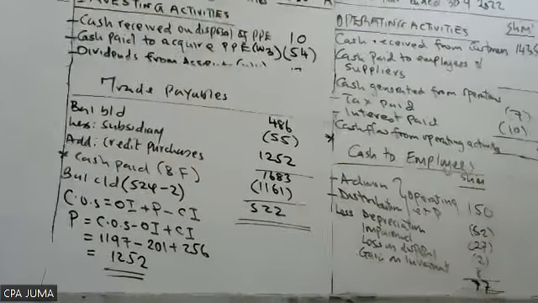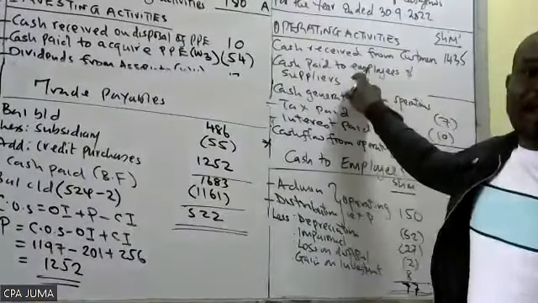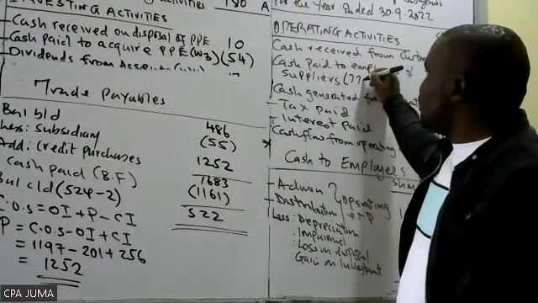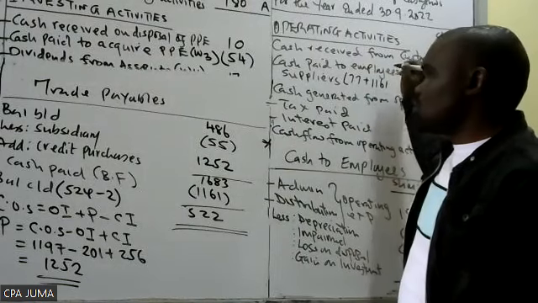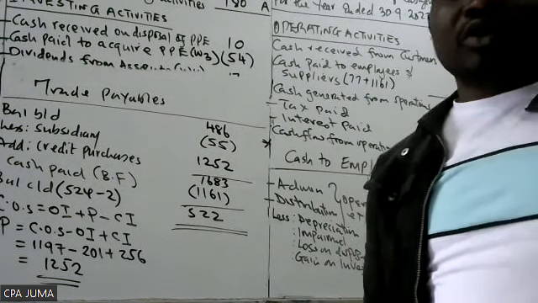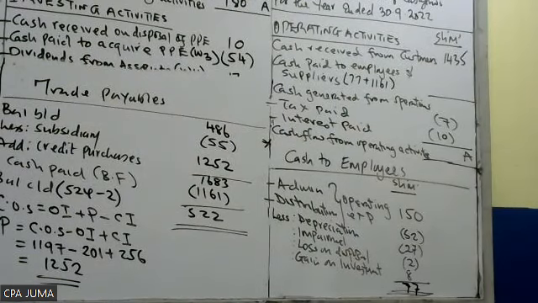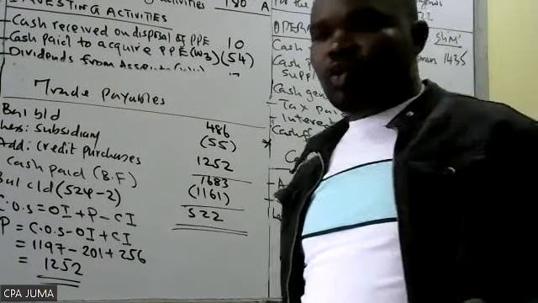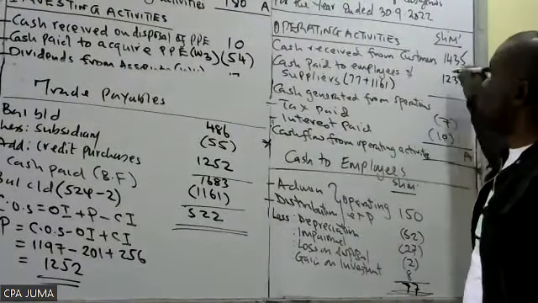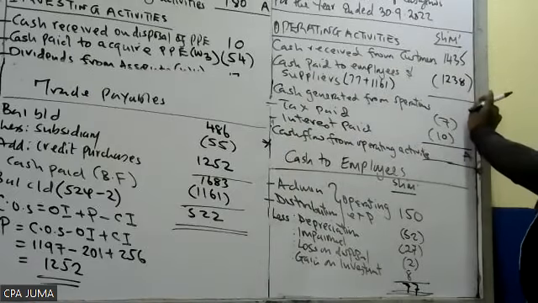All right, let's go back to our cash flow. We wrap it up. So here, cash paid to employees and suppliers. Employees will be 77. So you take 77 plus 1161. What do you get? So 1213, remember this is cash paid, so you deduct it. So 1435 minus 1238.